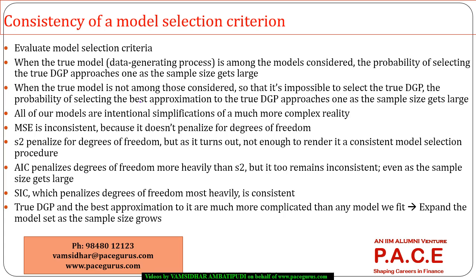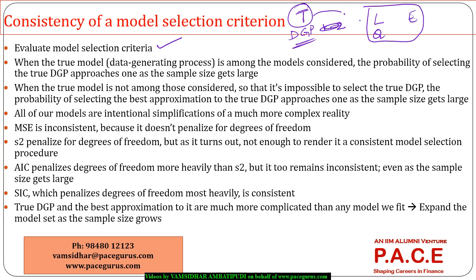Now that we know that there are different kinds of criteria for selecting a particular model, I am more interested in looking at how I assess the consistency of the model. So I am here looking at evaluating the model selection criteria. Let's say I have considered multiple models: the linear trend, the quadratic trend, the exponential trend. These are some of the models that I have considered. Now I look at the true model, which is the actual one. This is what I am calling the data generation process, DGP.